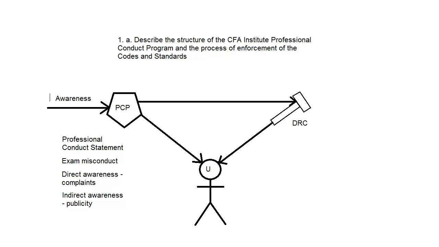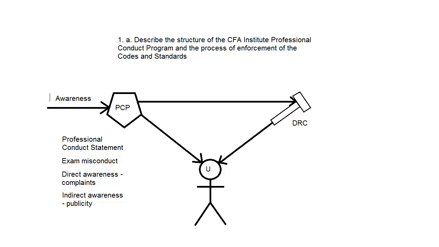So they can become aware directly through complaints made about you by various parties, whether it's your colleagues or your clients, or a member of the public. They can also become aware indirectly by reading negative press or other public sources which talk about you. So they can become aware even if no one actually complains directly to them. Hence, I use the word indirect.